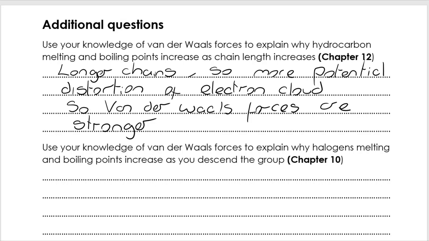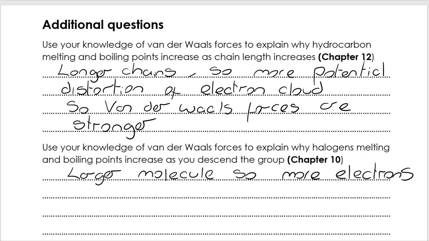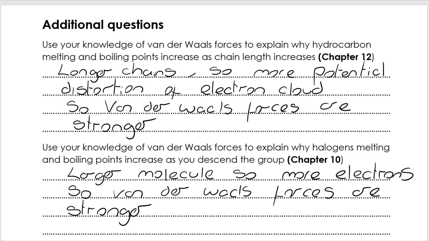We have a similar idea as you go down the halogens. They're all diatomic molecules: fluorine, chlorine, bromine, iodine, etc. As the molecules get larger, there are more electrons, and that means there are more van der Waals forces, stronger van der Waals forces, so the melting and boiling points increase.